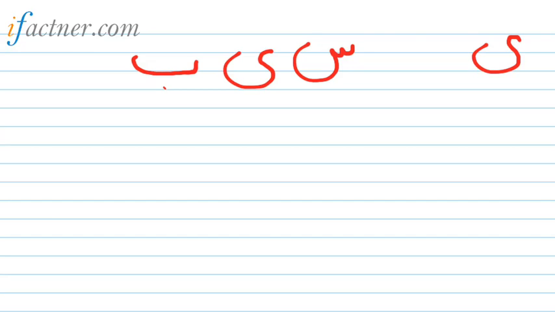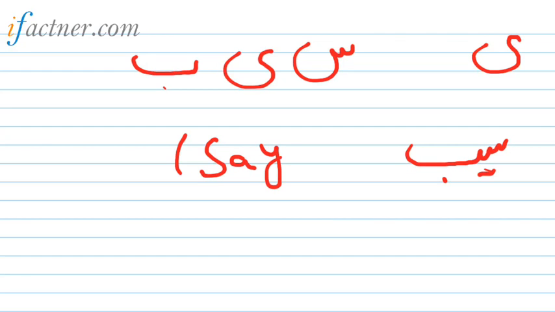Then we have got another word, seb: seen, choti ye, be, seb. We write it like this. It is pronounced as seb. Seb means apple.